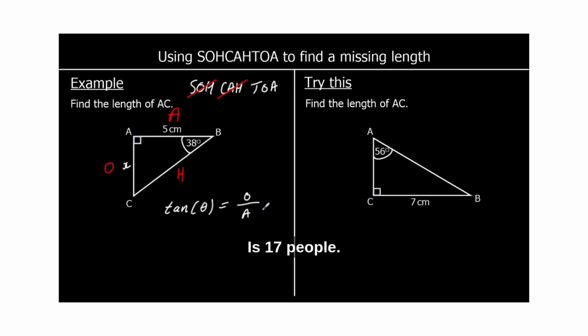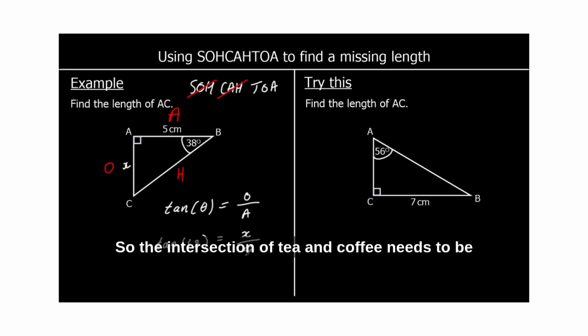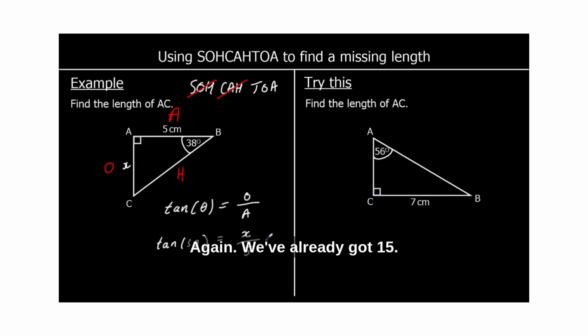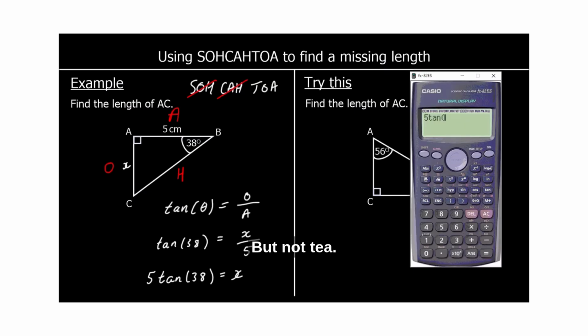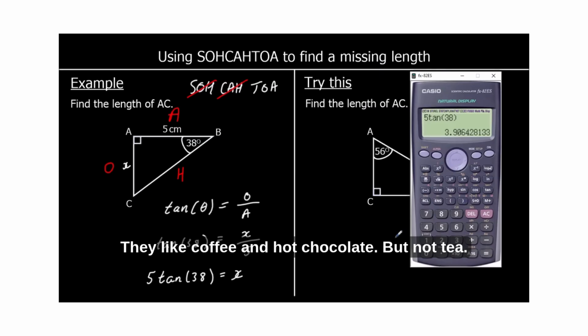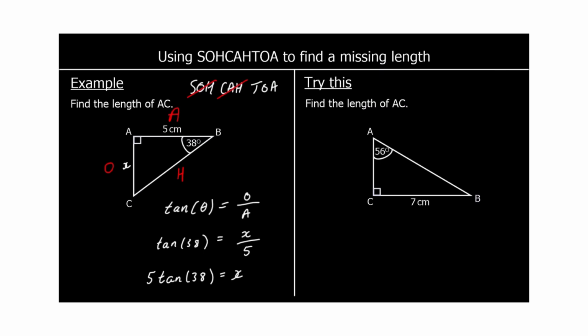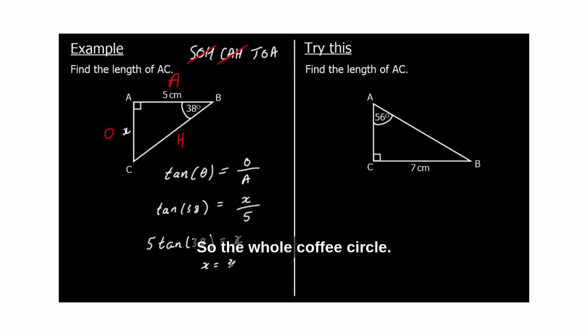And let's substitute in what we've got. So the angle is 38. So we'll have tan 38 equals x over 5. To get x by itself, multiply both sides by 5. So we've got 5 times tan 38 is equal to x. So type that in the calculator, 5 times tan 38. And we get 3.91 to 2 decimal places. So x is 3.91 centimeters to 2 decimal places.